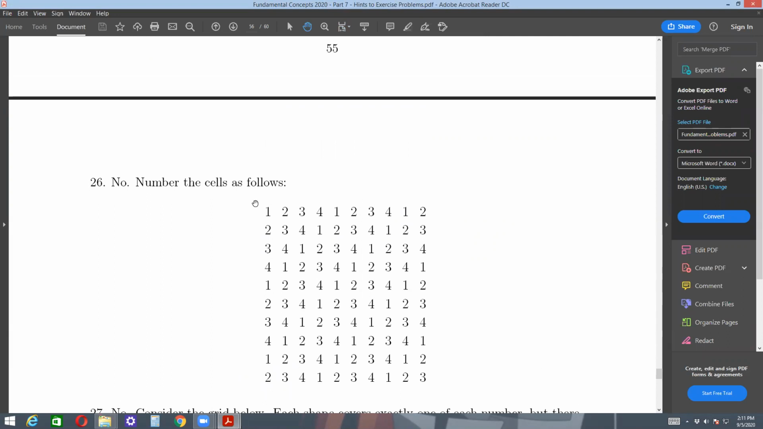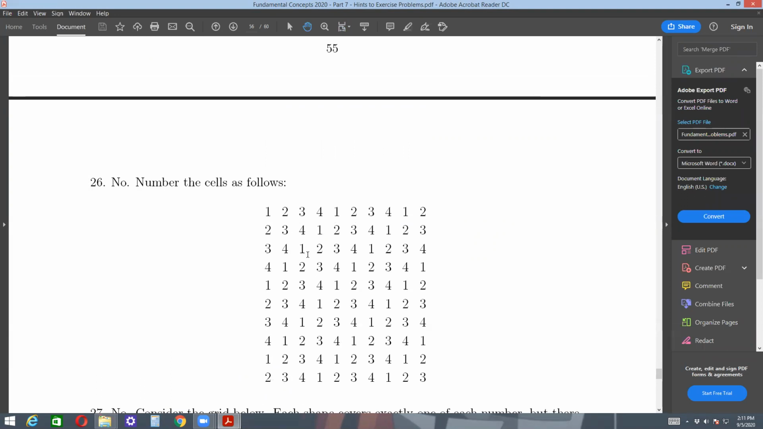I'll leave that for you all to work on. So basically I have 100 numbers here. What I've done is I've numbered those squares. The first row is 1, 2, 3, 4, then 1, 2, 3, 4, and then 1, 2. It's only 10 here, so I have to stop at 2, right? And the second row, I'm going to number it like this. This is just how I choose to number it.